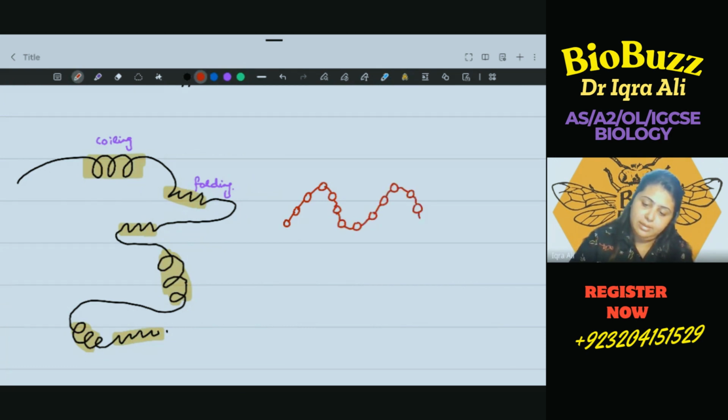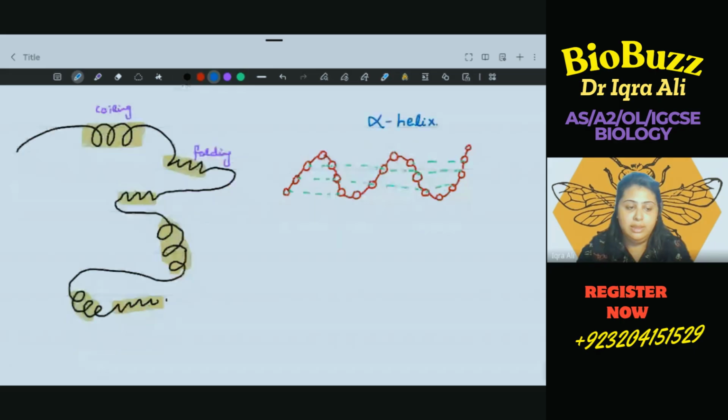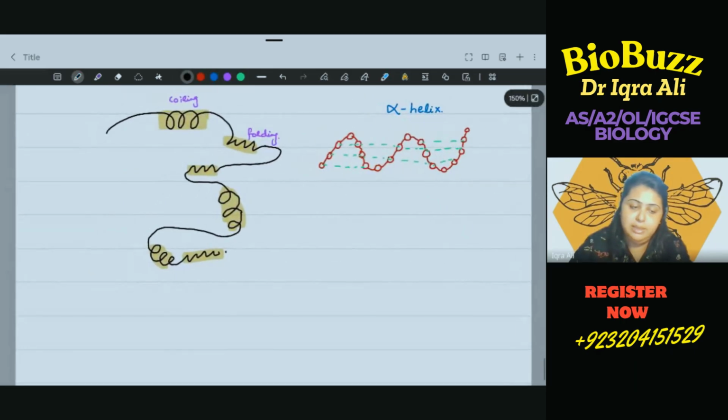What is alpha helix? It is when the hydrogen bonds are formed in this manner, so we call it alpha helix. Okay, so we call this structure alpha helix, and the alpha helix structure is going to make a bonding, is going to make a coiling. Then we call this beta pleated sheets. What is the beta pleated sheets over here?